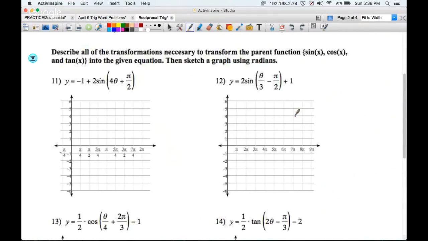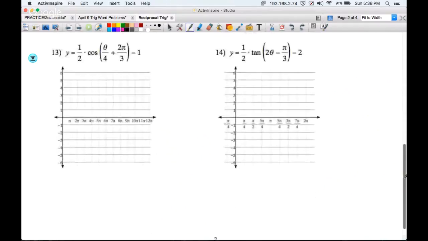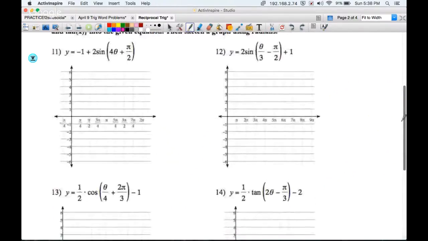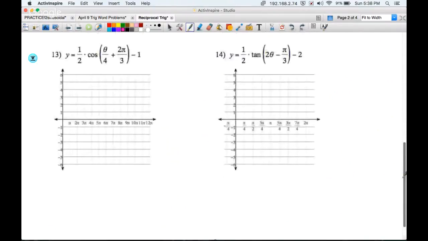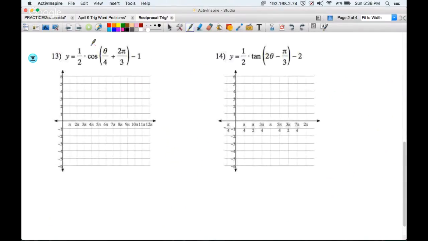Describe all of the transformations necessary to transform the parent function, which could be either sine x, cosine x, or tangent x, into the given equation, then sketch a graph using radians. I would say of these 4, number 13 maybe looks like the most tricky. So what do we got here? This 1/2 tells us the amplitude. The amplitude is 1/2 unit.